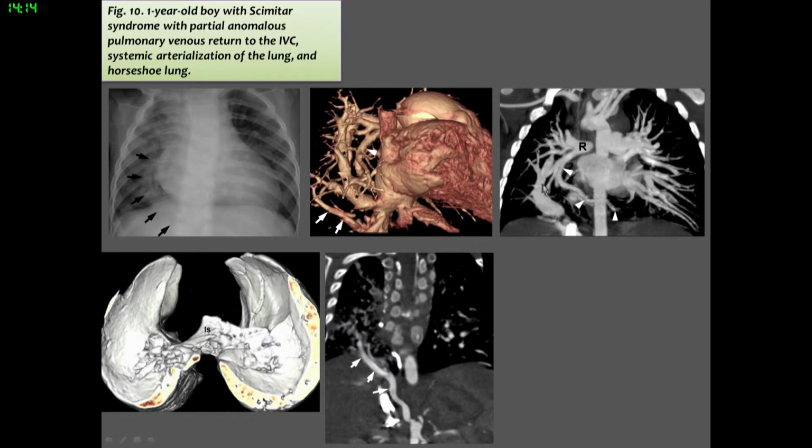On thin slab MIP image, a small branch from the right pulmonary artery is bridging the pulmonary artery which crosses the midline to supply the isthmic lung tissue. CT is the most useful imaging tool for demonstrating hypoplastic lung tissue and anomalous systemic arterial supply.